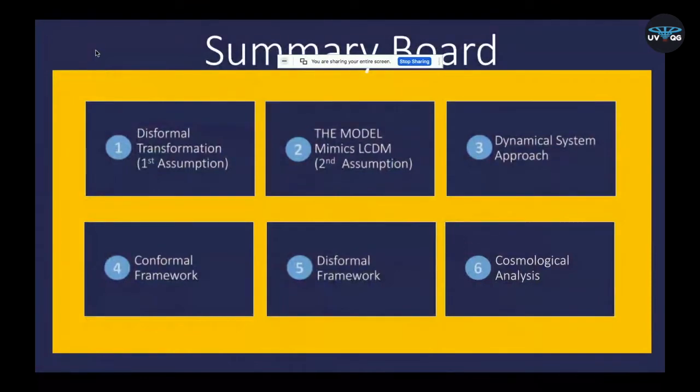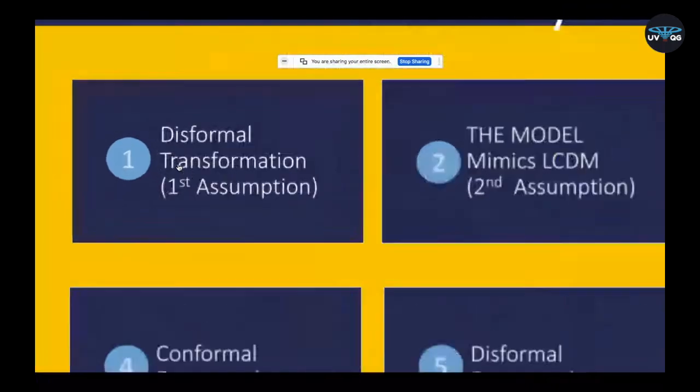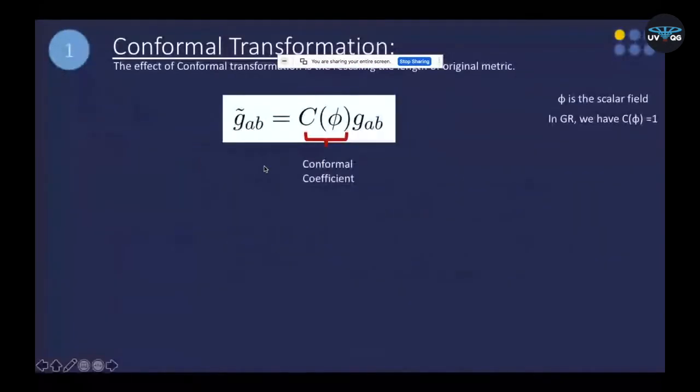This is a summary of what I will be talking about today. There are 6 main points. The first assumption that we are going to look at is the disformal transformation.